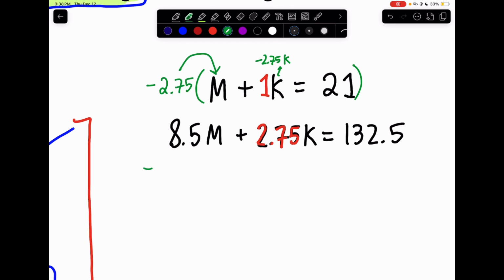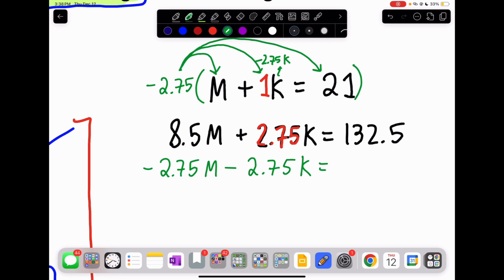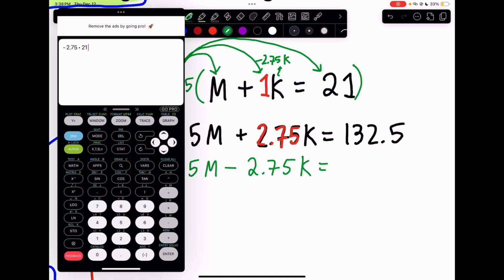I get negative 2.75M minus 2.75K equals, let's see. Even I am going to use a calculator for speed here. Okay, and then I got negative 2.75 times 21. Okay, so negative 57.75. Cool.